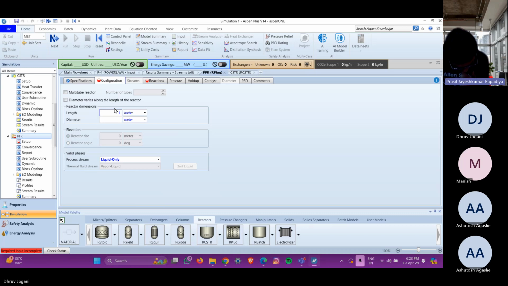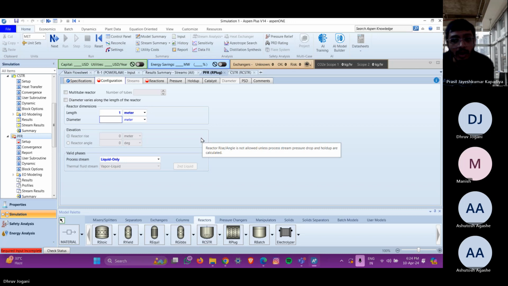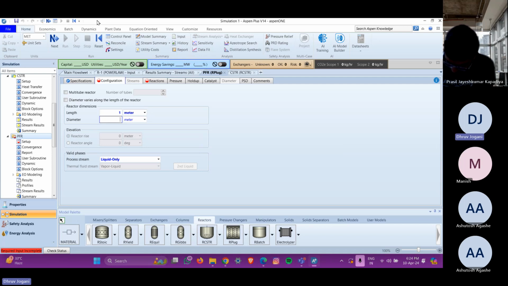Sir, 0.1, I guess. No, it's not 0.1. What is the equation that you used? Sir, I divided 0.15 by pi and then by 4 and then took the square root. No, it is pi by 4 d square h equal to 0.15. So you need to multiply with 4, divide by pi, and then take the square root.